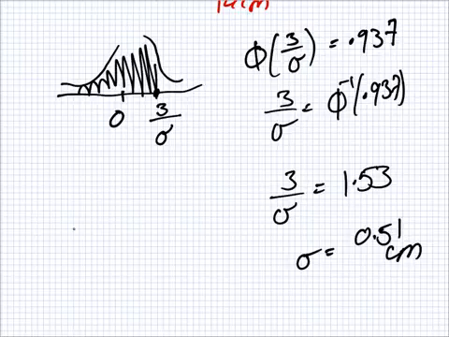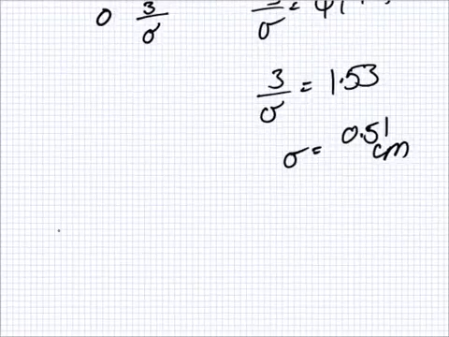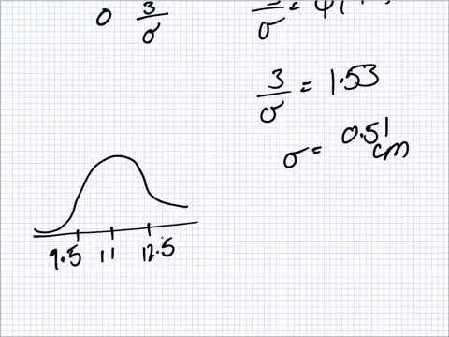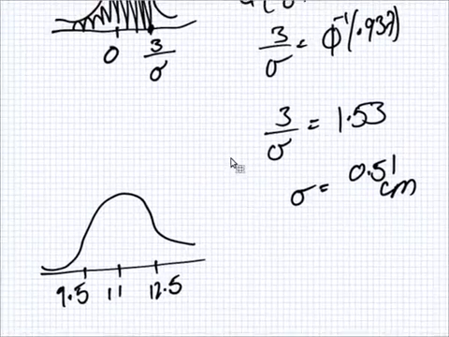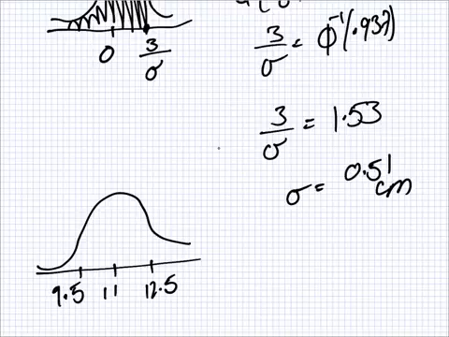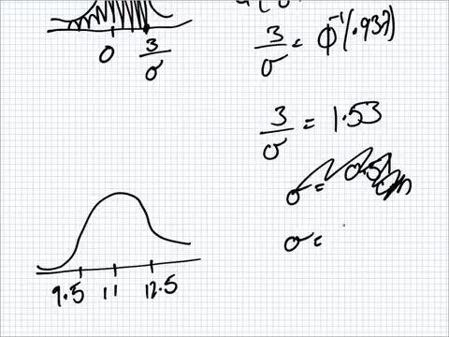So now that we know that, it's very easy to do the next part. The next part is they want the probability to be between 9.5 and 12.5. Mistake? It's not 0.51? Sorry, did I type it in wrong? 3 divided by 1.53. Oh, sorry, that was weird. I must have typed it in upside down. 1.96? Yes. Okay, thank you.